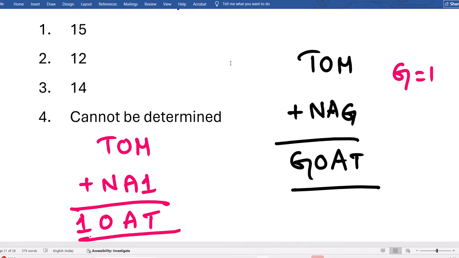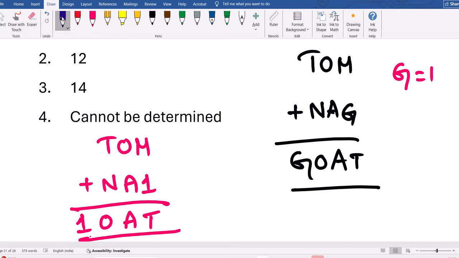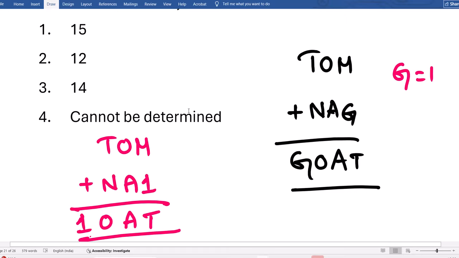Options: 15, 12, 14, cannot be determined. Try, don't go directly for the fourth option. You try. If not possible, then we can say cannot be determined. First try, is there any scope? A is there 2 times, O letter is there 2 times, T letter is there 2 times. But only one clue we got, G value. If you are getting multiple answers, then justify what are the different values.